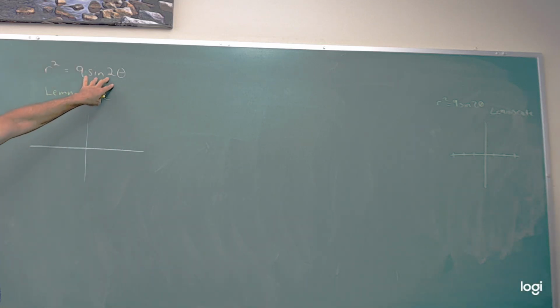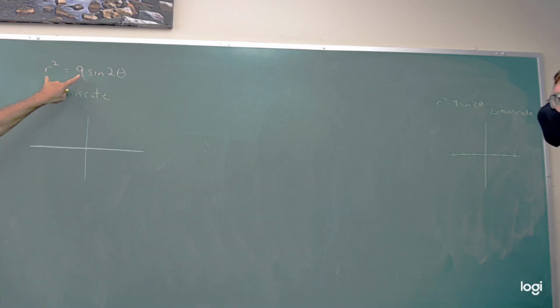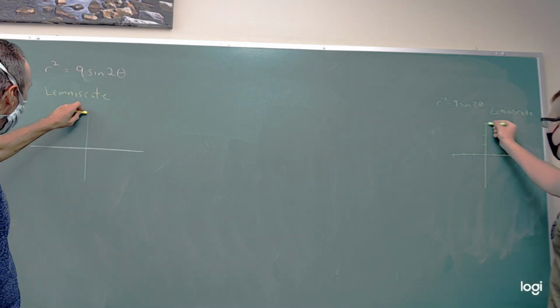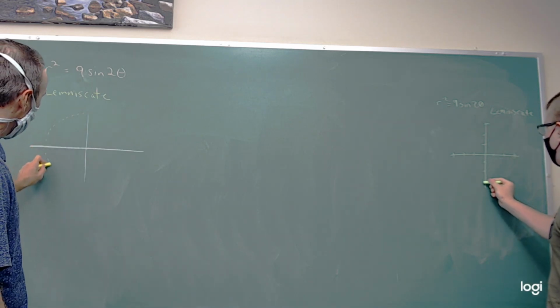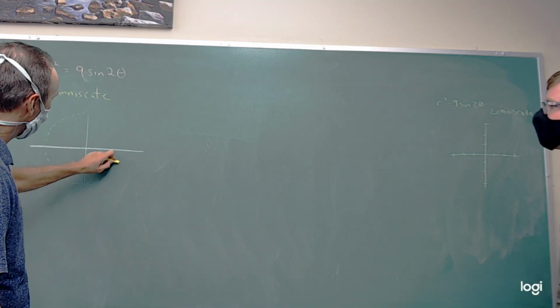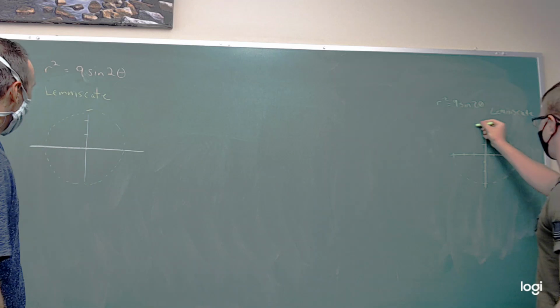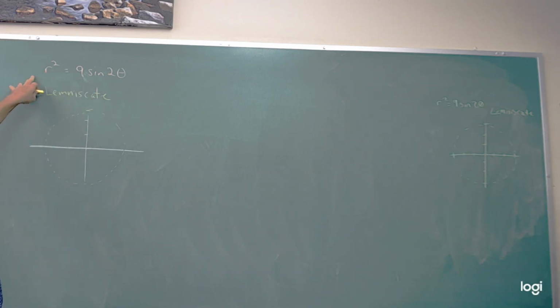So the biggest sine can be is 1, which means the biggest the right side, and the equal sign, can be is 9. So the biggest r can be is 3. So we're going to put a circle of radius 3 as our boundary. It's going to be a figure 8 or a propeller blade, whichever way you want to think of it.